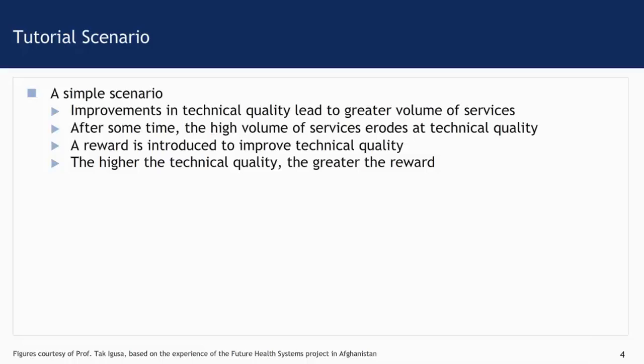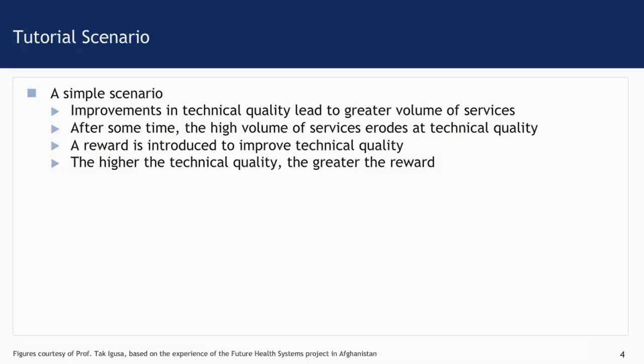And these 4 bulleted statements illustrate the relationships that we will be interested in. So in this case, we will have a situation where improvements in technical quality will lead to greater volume of services. And that makes sense. The better the quality of services, the more patients will want to attend a facility, and therefore the volume of services grows. After some time, the increases in the volume of services could potentially erode the technical quality if, for example, this high volume of services exceeds the capacity of the service facility.